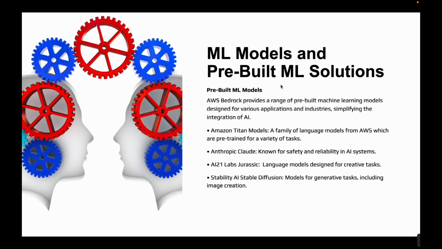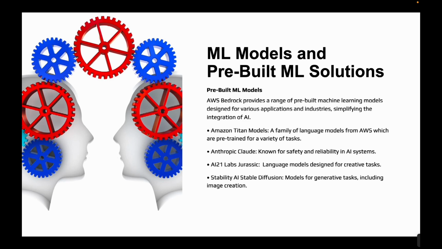All right, so what are some of its core components? There are four main foundation models on the platform. Amazon Titan, which is language models from AWS, pre-trained for a variety of tasks. Anthropic Claude, which is known for safety and reliability. AI21 Labs, where you have the Jurassic model, designed more for creative tasks. And Stability AI, which is geared more towards image creation, but they also have other things for other generative tasks.